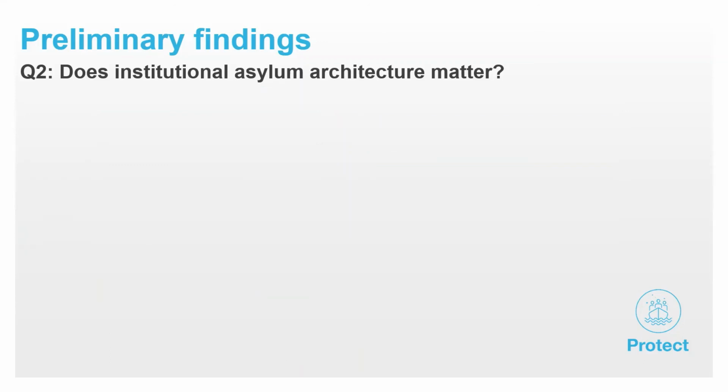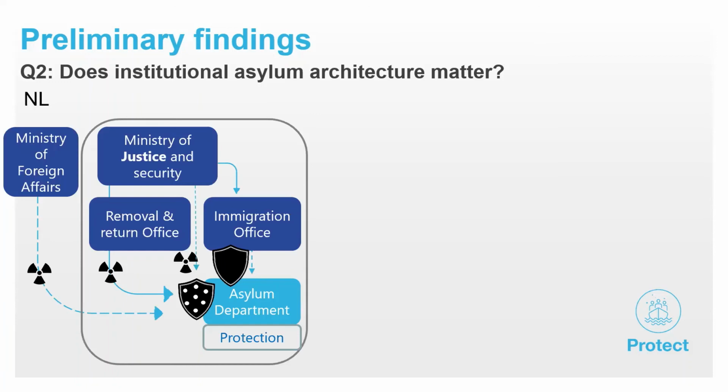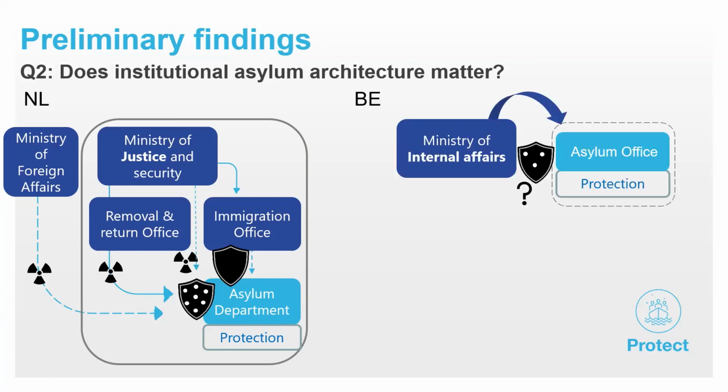Summarized, based on what we know now, when we look at the Netherlands, we can say that the Asylum Department is rather shielded from direct influence from the Immigration Office. However, we notice that some other actors do manage to get through the protective shield that protects refugee interests. When we look at Belgium, we can say that the shield mostly protects the refugee protection mission of the Asylum Office. However, there might be some possible contamination elements that we still need to investigate in depth.